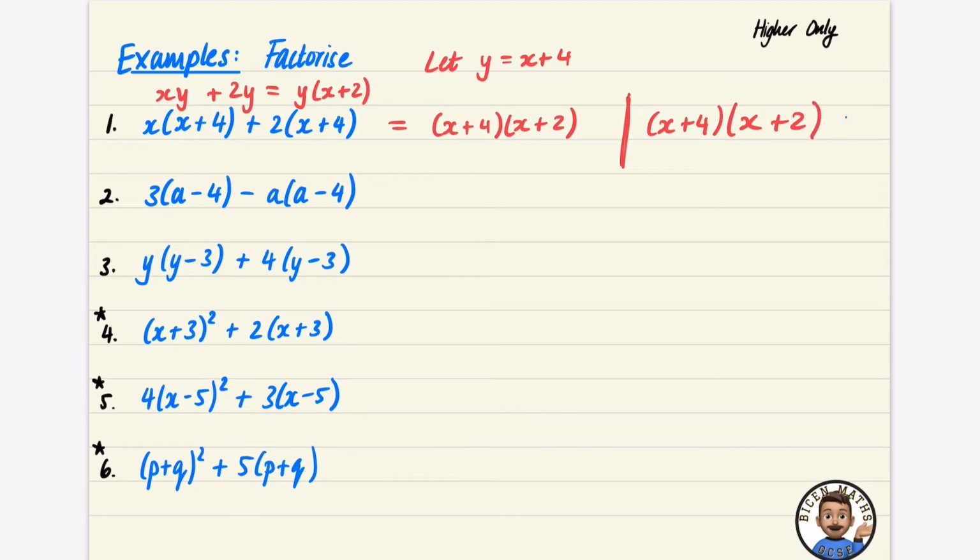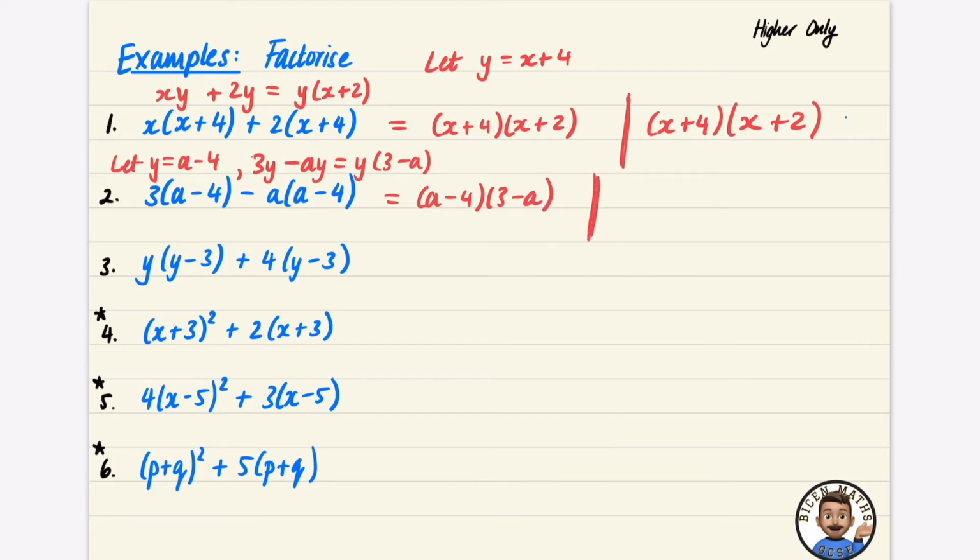I'm going to just do this next one with the replacing stuff. So let's, for this one, say, let's let y equal the thing they have in common, which is a minus 4. Then we get 3y minus ay. Well, I can factorize that really easily. That is just y, 3 minus a. Well, we said that y is a minus 4. So I can say that it is a minus 4, brackets, 3 minus a.